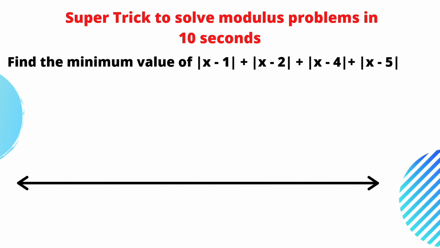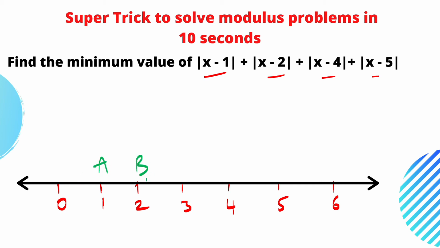As simple. Let us solve this. Find the minimum value where 4 conditions are given: modulus x minus 1, x minus 2, x minus 4 and x minus 5. So 4 modulus terms are given. Okay, so where is A? A is at 1. Where is B? B is at 2. Where is C? C is at 4. Let us introduce one more person. So A, B and C have one more friend, and he or she is at 5. Okay, so D is at 5.